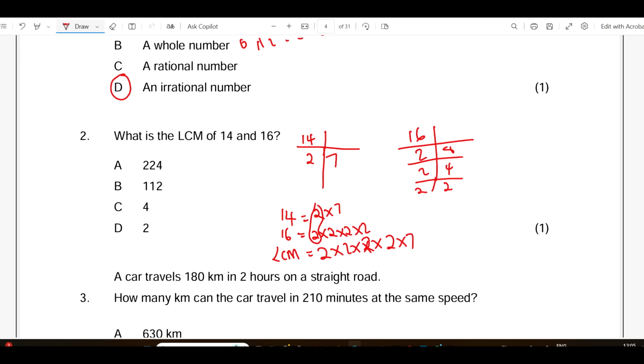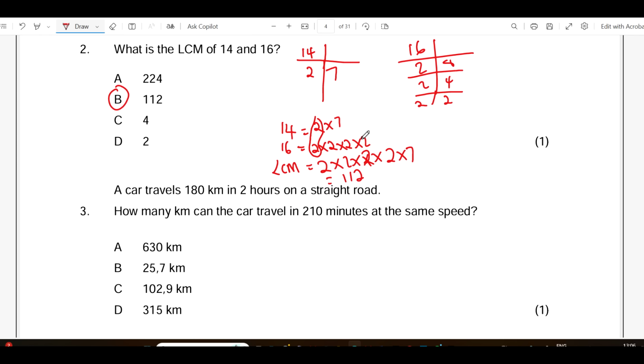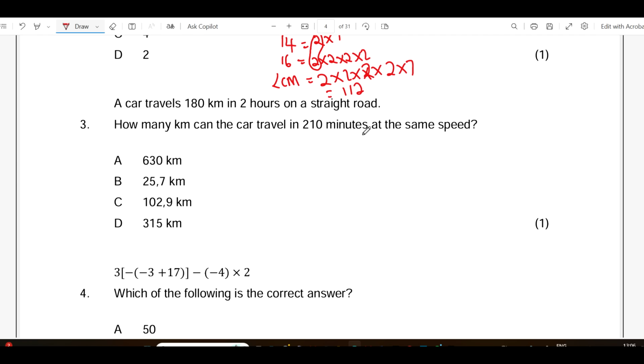It's unlike when we look for the highest common factor. When we look for the highest common factor, if the prime number is in 14 as well as in 16, we take one of it out, and then we multiply the rest. So the answer is going to be 112. The correct answer is B. So let's proceed to 1.3.